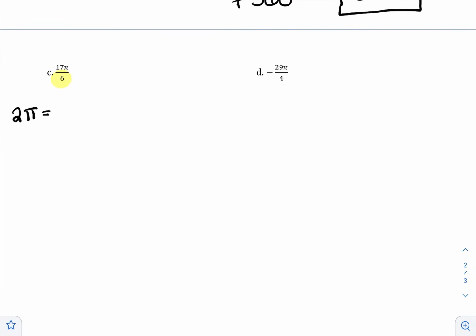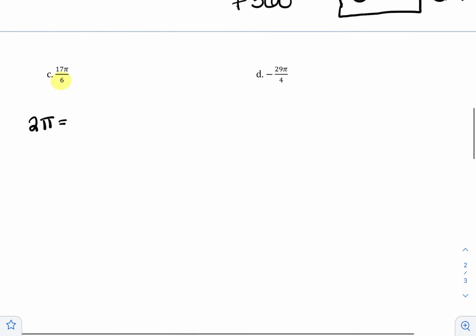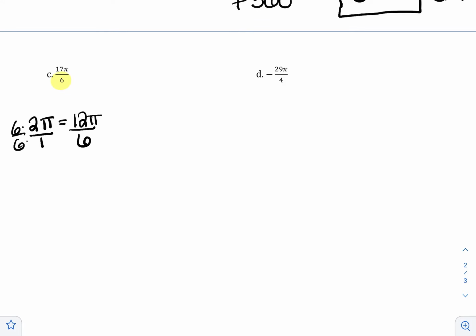Now, remember that to change a fraction to the denominator that you want, this currently has a denominator of 1. I want it to be a denominator of 6, but what I do to the bottom, I have to do to the top. So 6 times 2 pi is 12 pi. So you just double the 2 pi. I'm sorry, you double the 6. So 17 pi over 6 is definitely greater than 12 pi over 6, so you subtract 12 pi over 6. And this will give me 5 pi over 6.